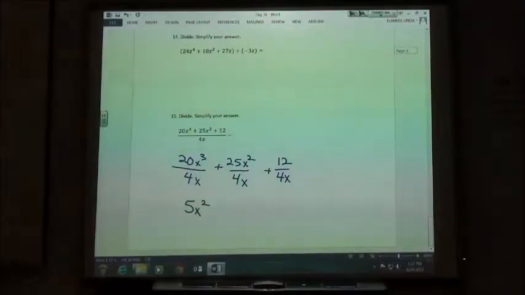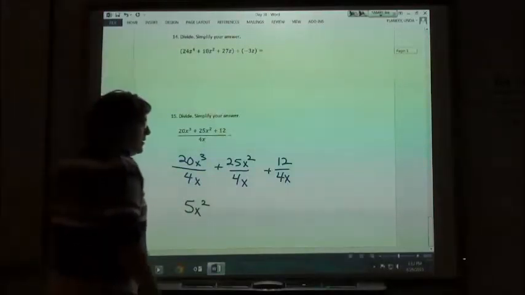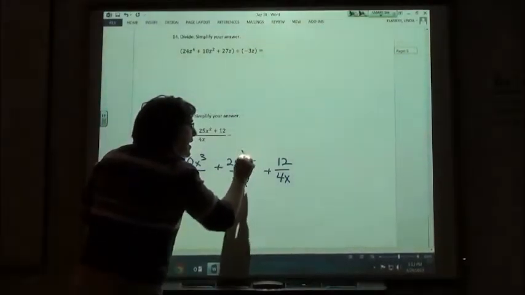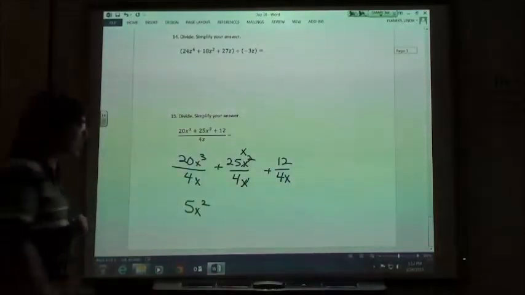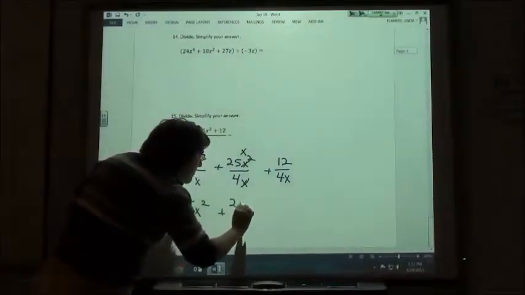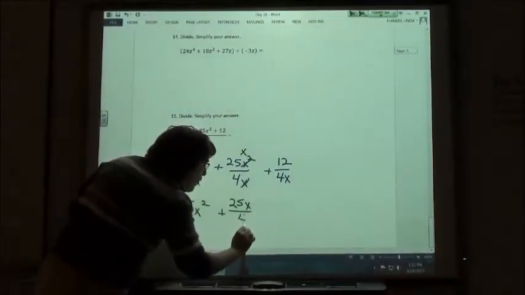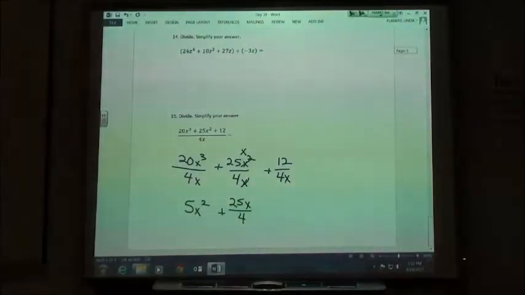It doesn't reduce down, but you can do something with your x's. What's going to happen with the x's? I'm going to cancel one of them out, and I'm going to have an x up here with the 25, right? So I'm going to have 25x over 4 then. Now on the next one, I can reduce the numbers down, right? So what's going to happen there?